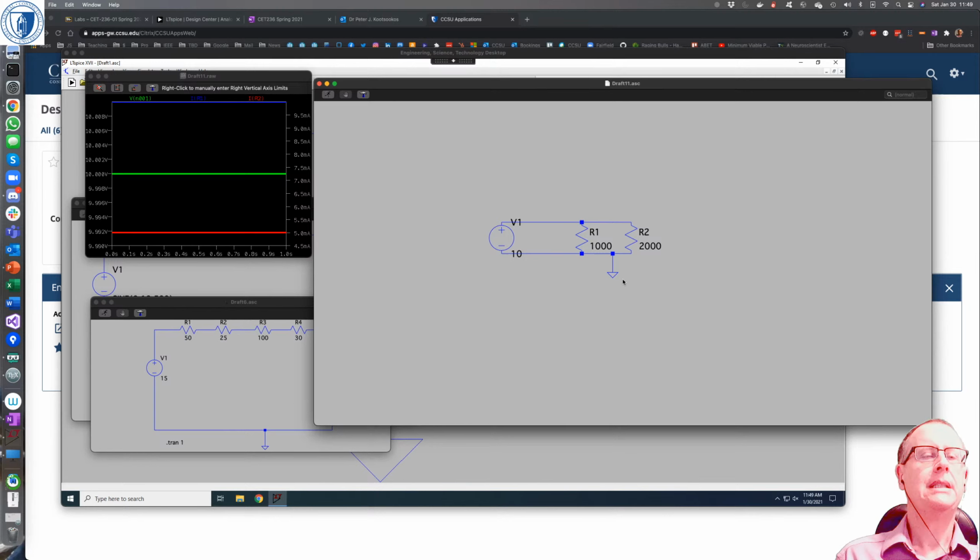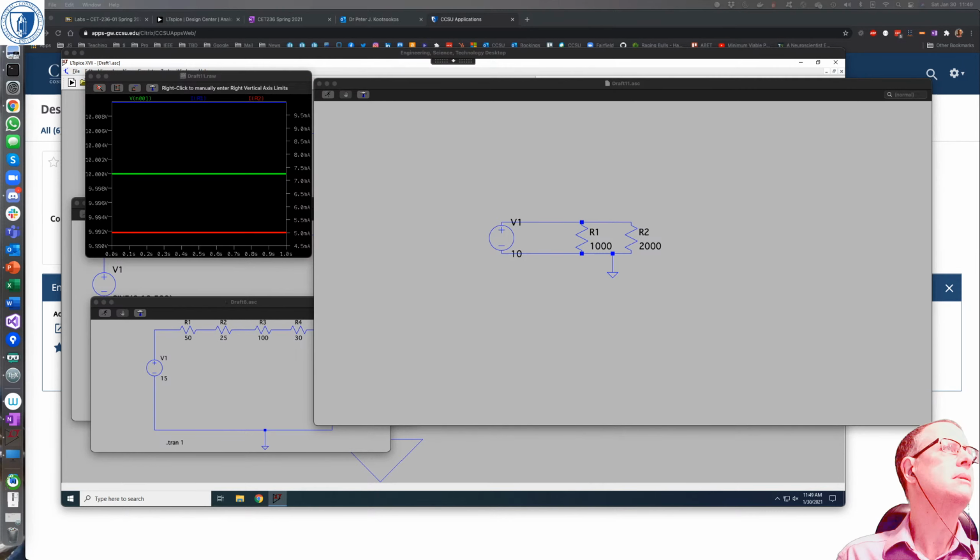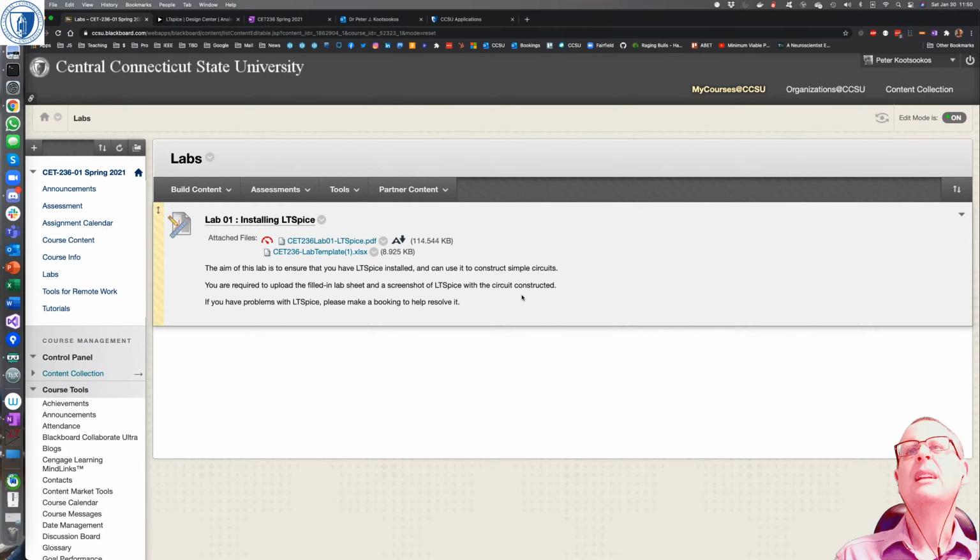Okay, let's just have a quick look at the lab. Maybe I'll do that over here. Right, so there's the lab. This lab is to ensure that you have LTspice installed and can use it to construct simple circuits. You're required to upload the filled-in lab sheet and a screenshot of LTspice with the circuit constructed. If you have problems with LTspice, please make a booking to help resolve it.